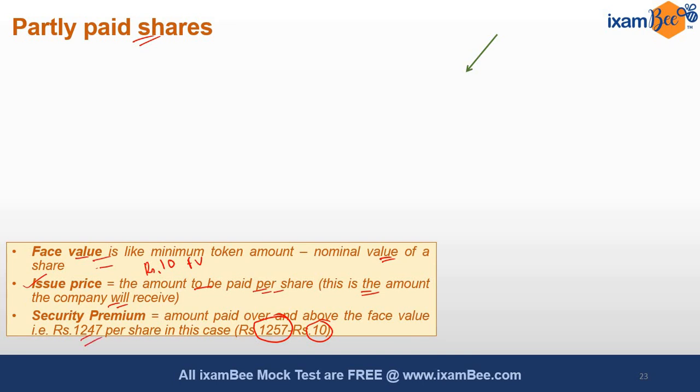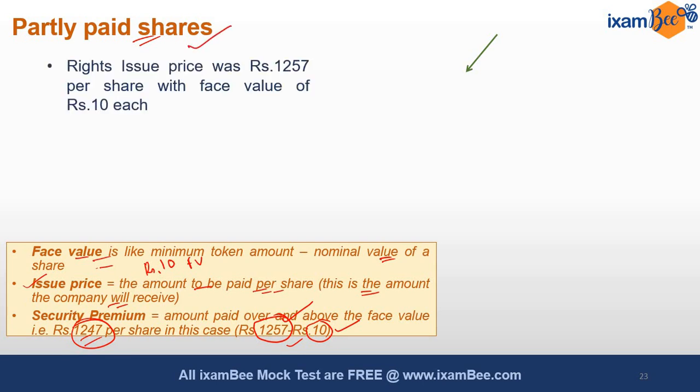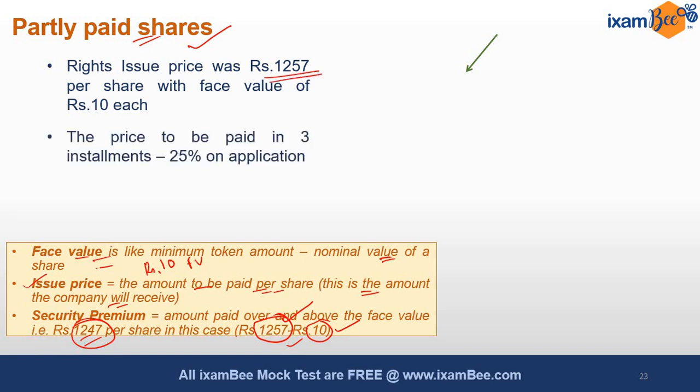This is also the amount the company will get because the company has issued. So the company will get the face value of rupees 10 plus a premium of 1247 rupees. The total is 1257 rupees the company gets by selling 1 share. But this 1257 rupees has not come in one go to RIL because this is a partially paid share. The payment has happened in parts. So the price issued at 1257 is to be paid in 3 installments.